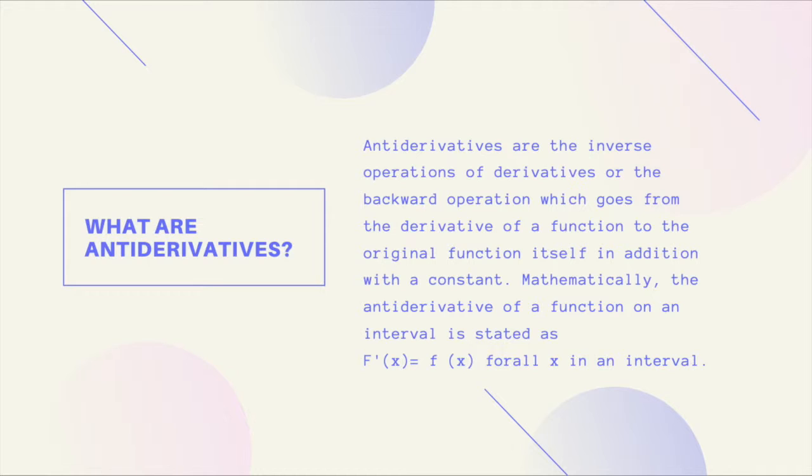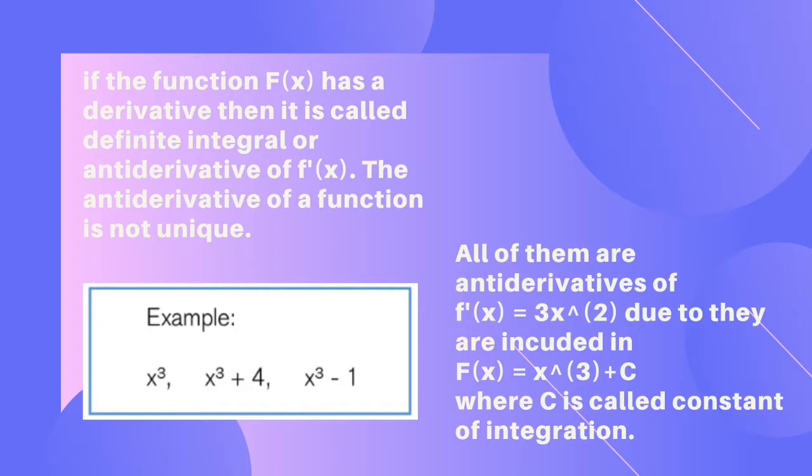What are antiderivatives? Antiderivatives are the inverse operation of derivatives, or the backward operation which goes from the derivative of a function to the original function itself, in addition with a constant. Mathematically, the antiderivative of a function on an interval is stated as F'(x) = f(x) for all x in an interval. If the function f(x) has an antiderivative, it's called the indefinite integral, or antiderivative, of f(x).